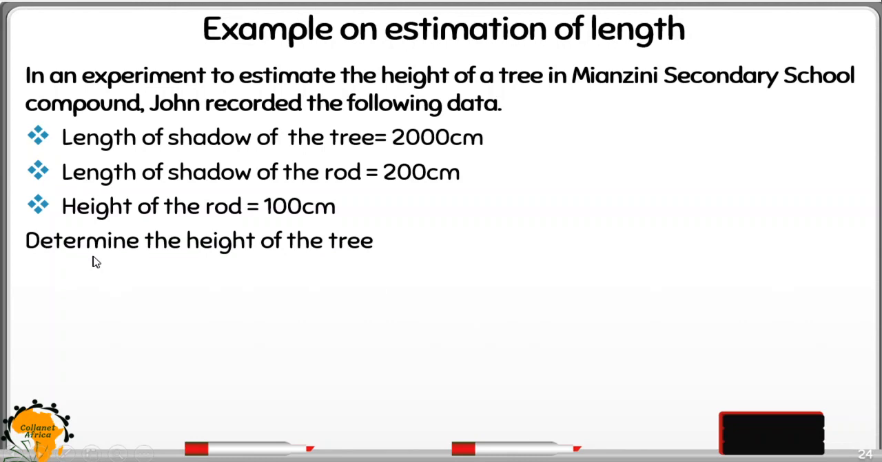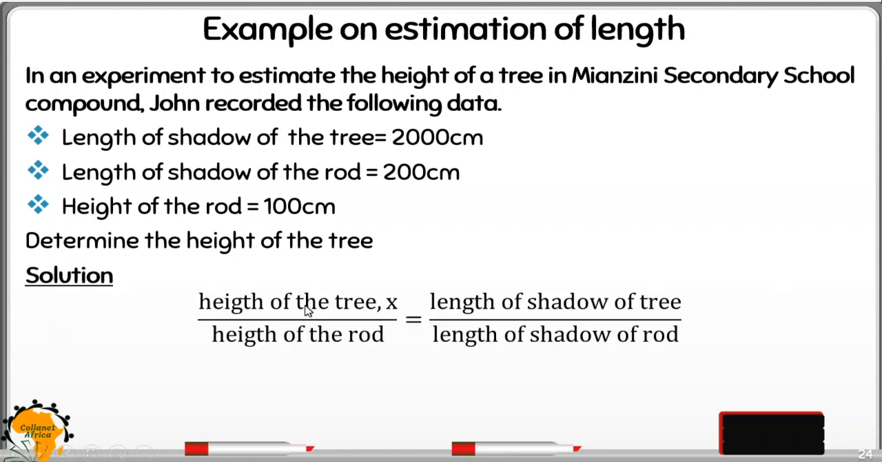We apply the values in our formula or our expression. We always start with the formula and then we substitute. The height of the tree divided by the height of the rod: the height of the tree is x, what we are looking for. The height of the rod is 100 centimeter. The length of the shadow of the tree is given as 2000, and the length of the shadow of the rod is 200. After cross multiplying, you get that x is 10.0 meters.